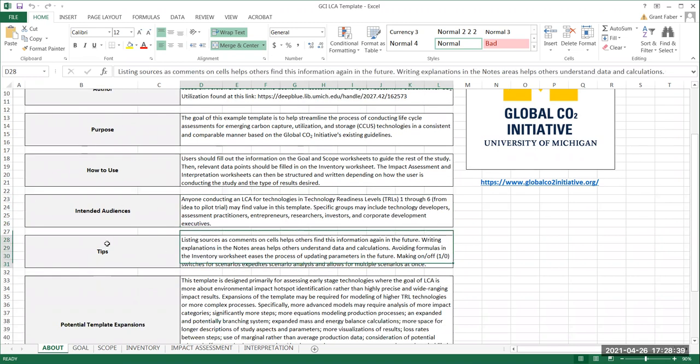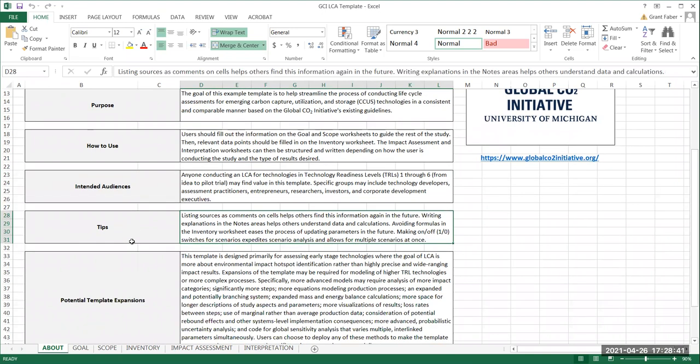Next, tips. These are just a couple of things that may ease the process of using this template. One thing we find very helpful is listing sources and other small explanations and comments throughout the worksheet. This is very helpful if you share your template with someone else, and it's not totally apparent to them where you procured certain data. It's also useful for yourself if a few months go by and you look at this model again and ask, where did I find that data? It's easy to forget those things over time, so listing comments is particularly useful.